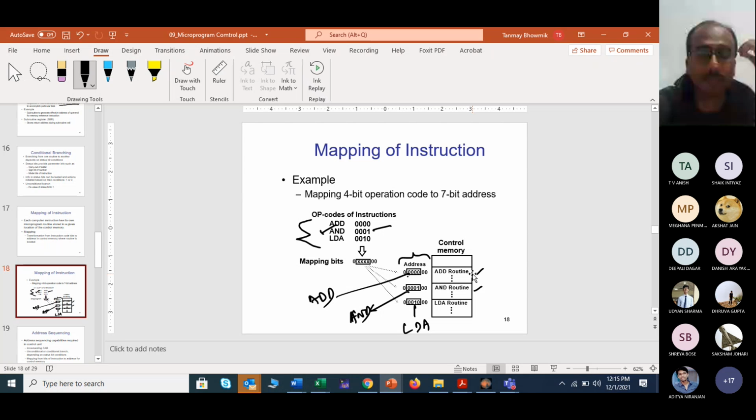Similarly, when the next one sees that it is 0001, it will be mapped with the AND routine in the control memory. So just in this way, your instructions are mapped using the 4-bit operation code and 7-bit address along with the control memory. Okay.